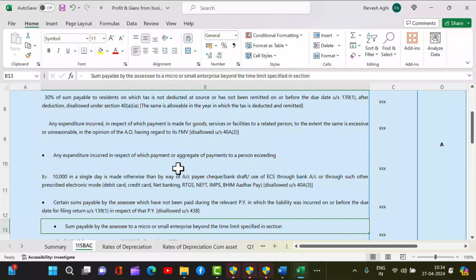So this is basically to protect the small companies. Sometimes companies buy goods and they don't pay money. They delay that money beyond 6 months.